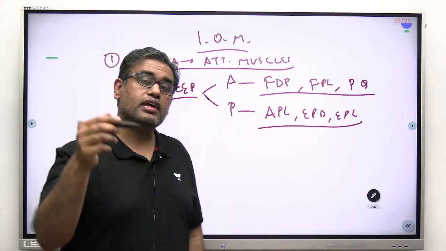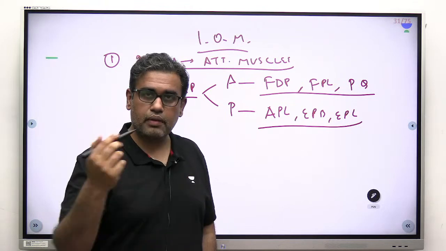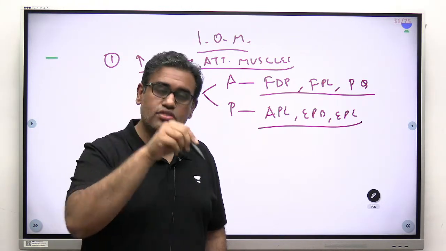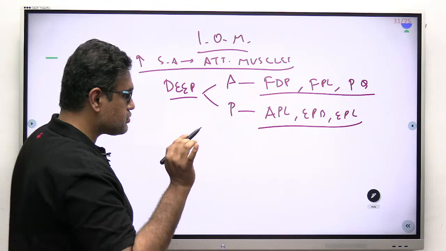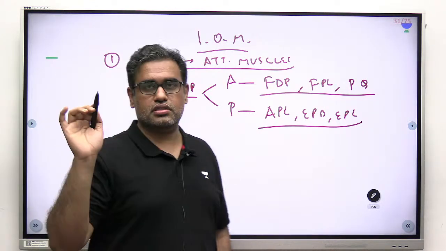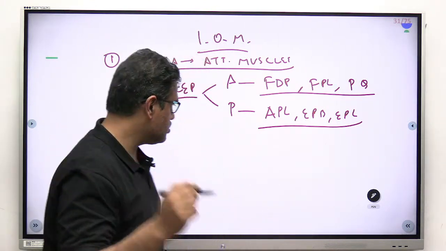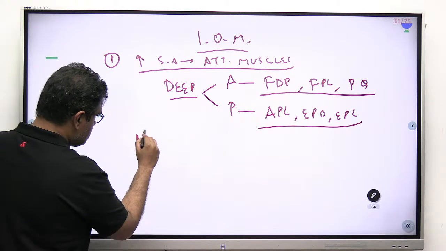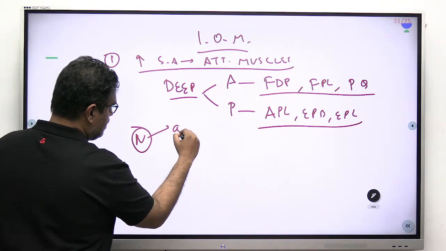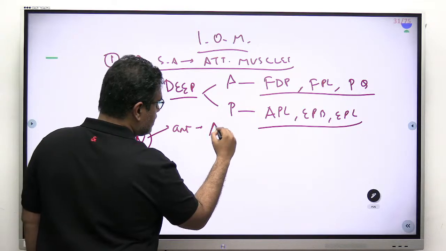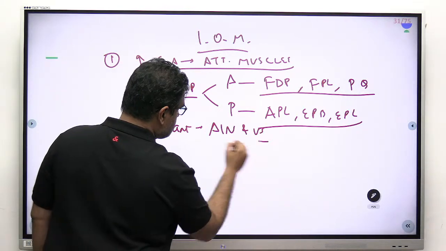What else would lie on the interosseous membrane? Apart from increasing the surface area, what else lies on it? Obviously, the deep nerves and vessels. We should know that the nerves which are lying deep anteriorly are the anterior interosseous nerve and vessels.